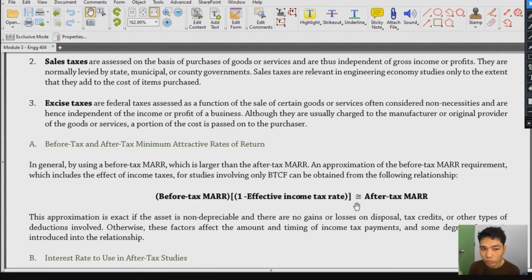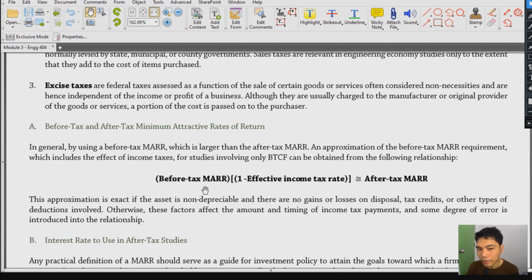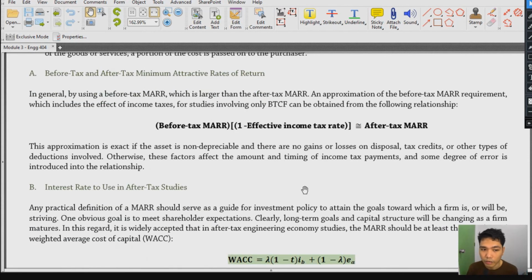So, ito lang naman yung general idea natin. So, if you have this before tax and after tax, this should always be your relationship. The before tax MARR multiplied by 1 minus the effective income tax rate is equal to your after tax MARR. So that's just how it is done. So kung meron ka na agad effective income tax rate, 1 minus mo lang yun, then multiply mo sa before tax MARR, that would be your after tax MARR.